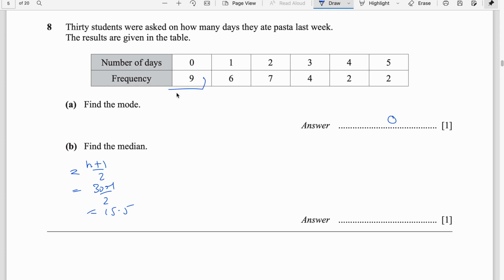So these are 9. 9 plus 6 is 15. So the median lies in between these two. One of the values is 1, the other is 2, 3 by 2, 1.5. Median is 1.5.